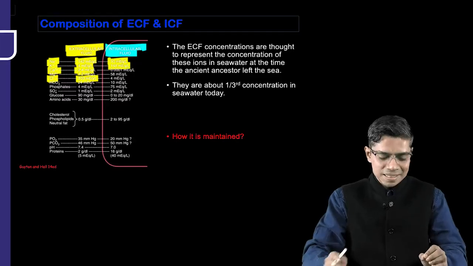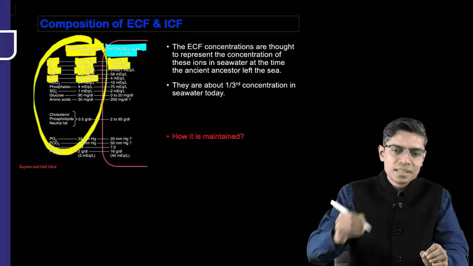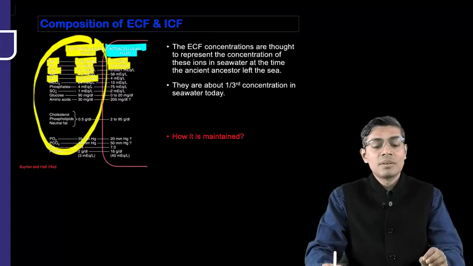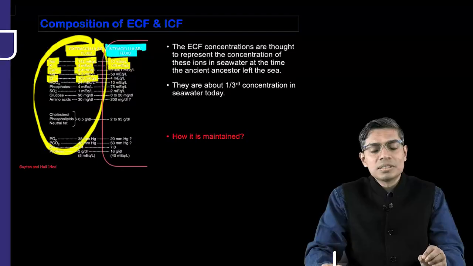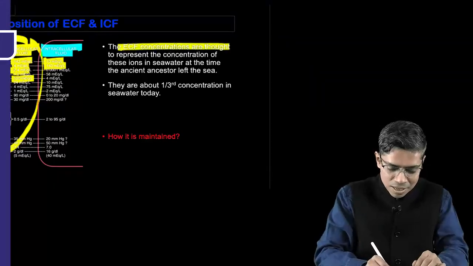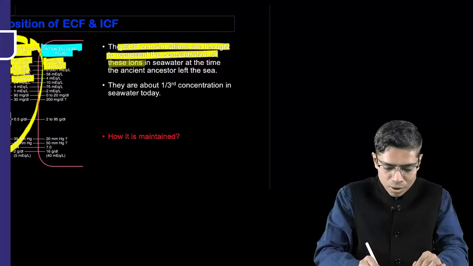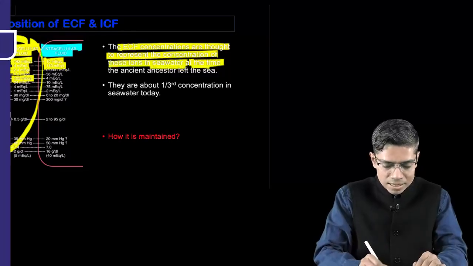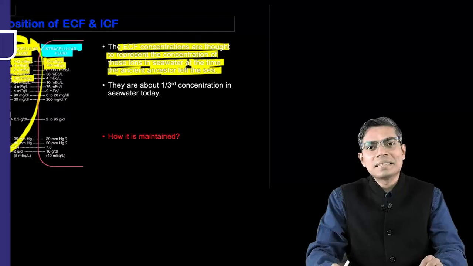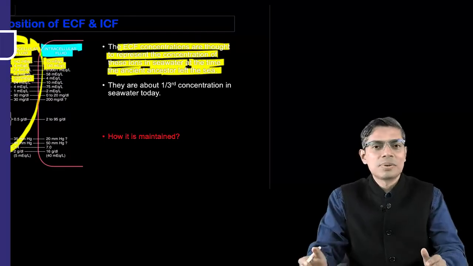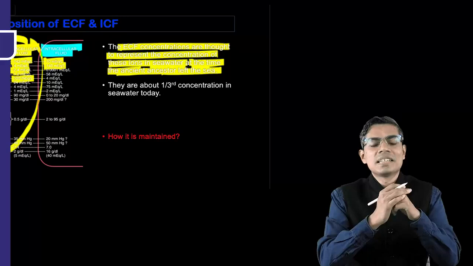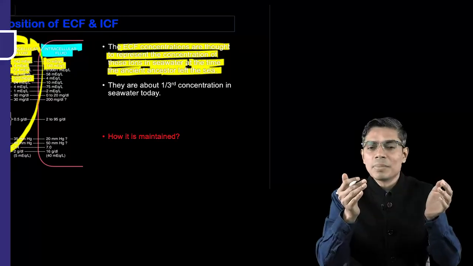Books say that this ECF composition is similar to the composition of the seawater from where life originated for the first time. What am I talking about? I am saying that ECF concentrations are thought to represent the concentration of these ions in seawater at the time the ancient ancestor left the sea. So life originated in the sea and our ancestors also originated from seawater. So the composition of seawater represents the extracellular fluid composition, but exactly the same? The answer is no.